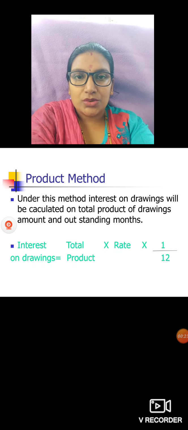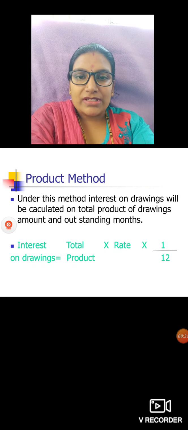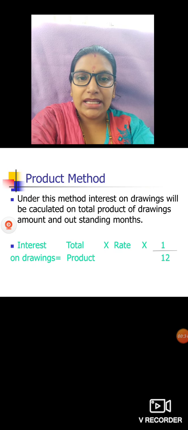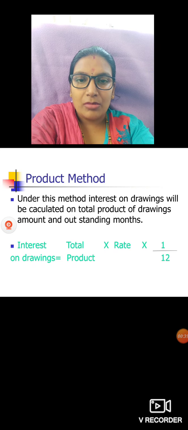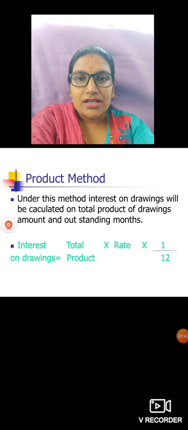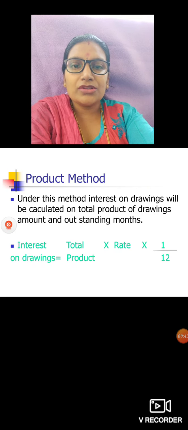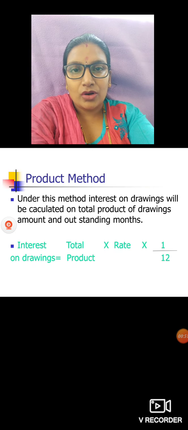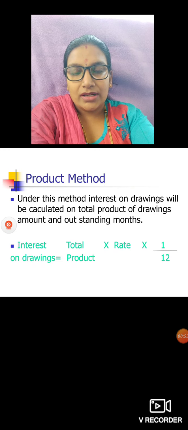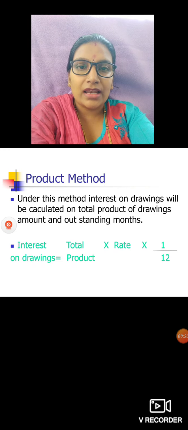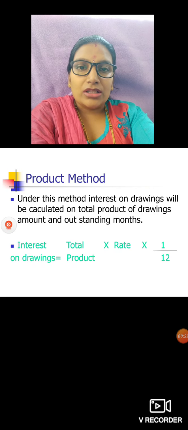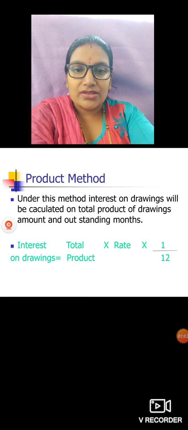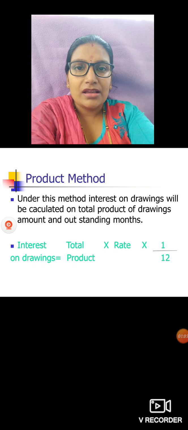I hope you understood the previous method. If you have any doubt you can ask me. Now, we'll start with the product method. Under this method, interest on drawings will be calculated on the total product of drawings amount and outstanding months. We won't calculate interest directly on the amount drawn. Instead, we calculate the product first, and on the basis of the product, with the help of outstanding months, we calculate the interest on drawings.